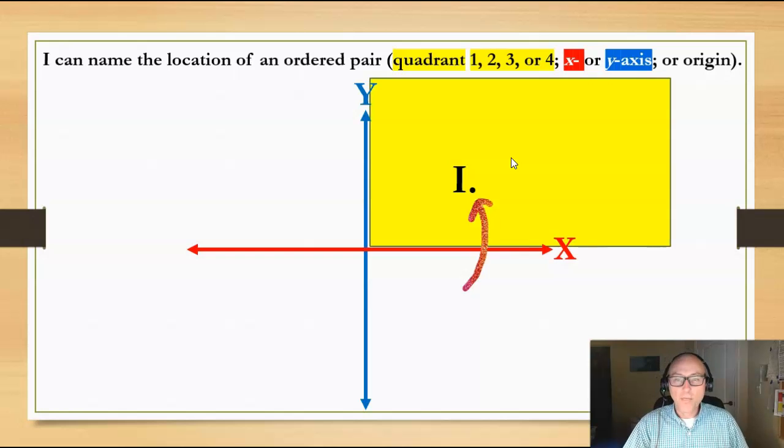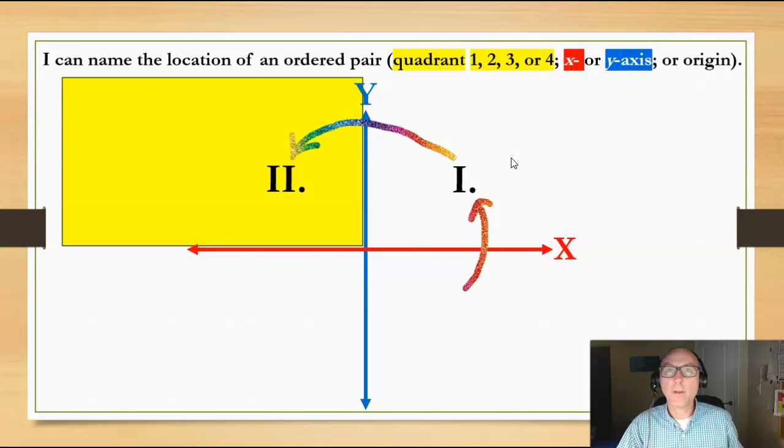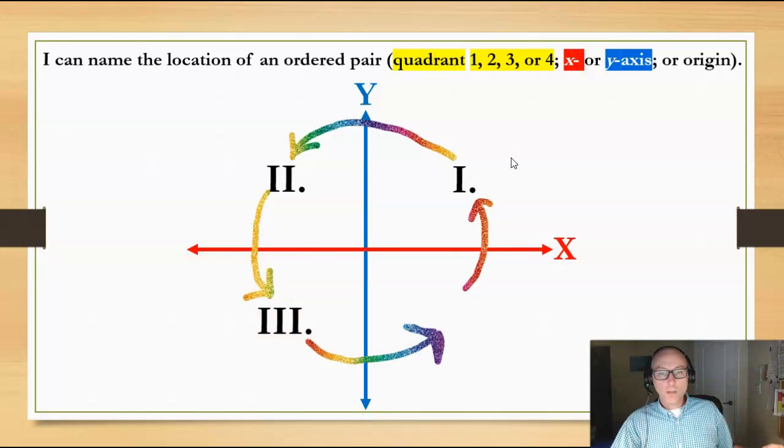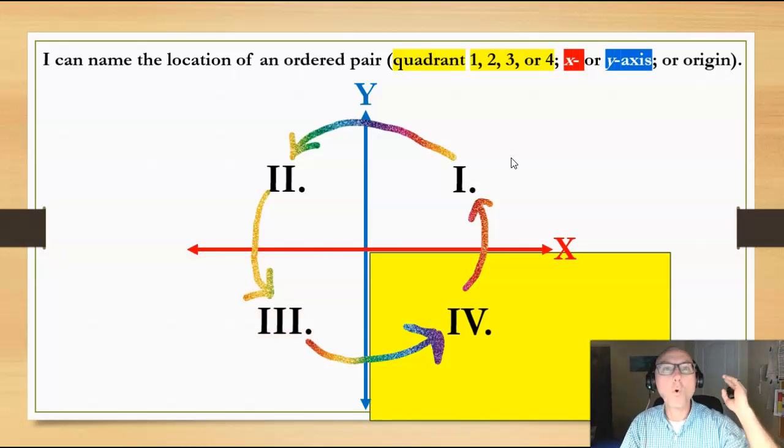Starting here in this one, right here, that's quadrant 1. That's the Roman numeral for 1. This one, going counterclockwise, is 2, the Roman numeral for 2. Then 3. 1 o'clock, 2 o'clock, 3 o'clock rock, and 1 o'clock, 2 o'clock, 3 o'clock, 4 o'clock rock.